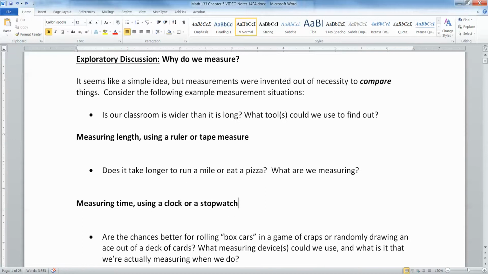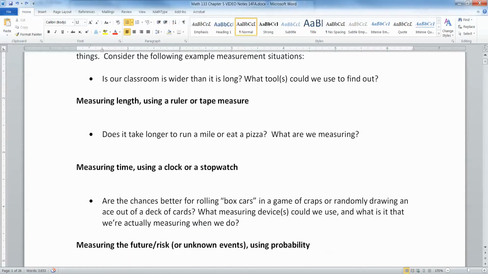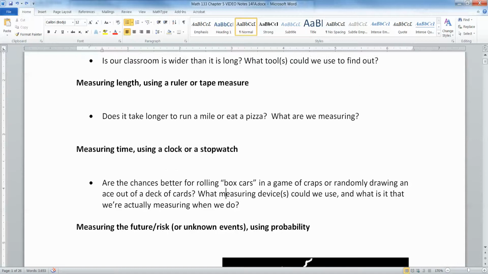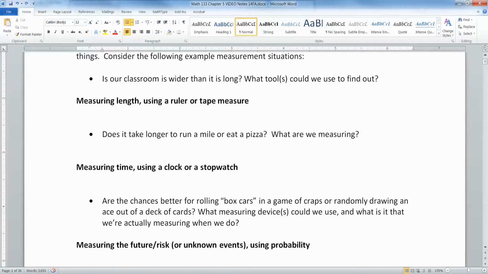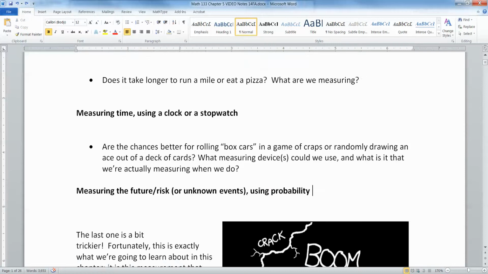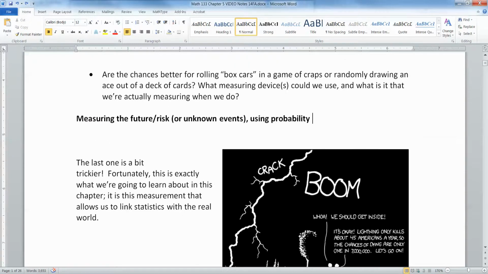But then what about the chances of rolling boxcars in a game of craps, or randomly drawing an ace out of a deck of cards? Well, that's talking about the future, right? And you're trying to measure that future risk, that future unknown. And when we do that, we use probability. Probability is our tool of measuring. It's a numerical measurement, but about the future.